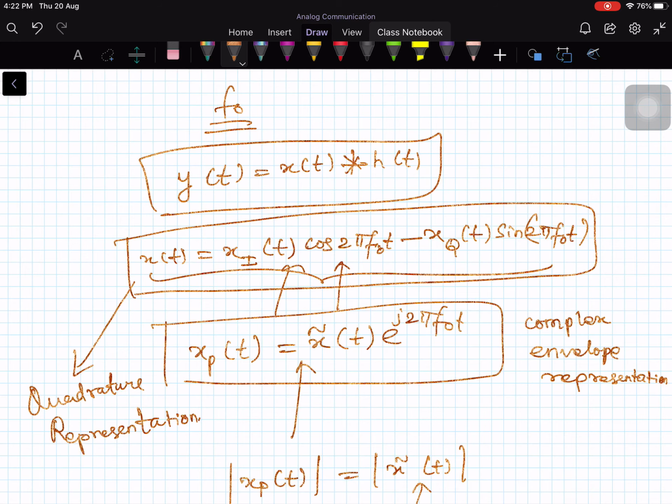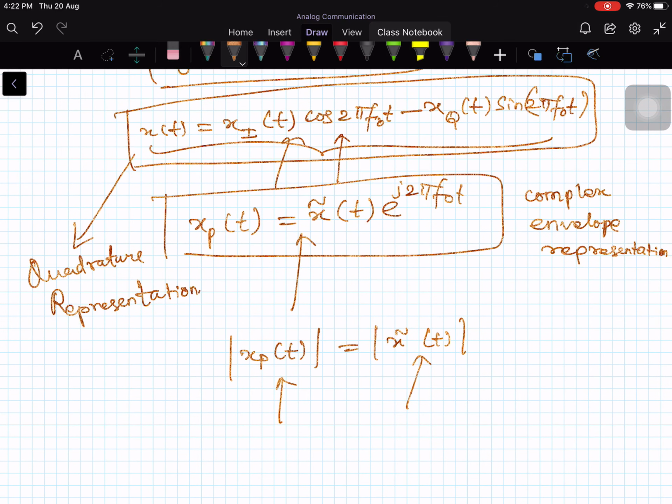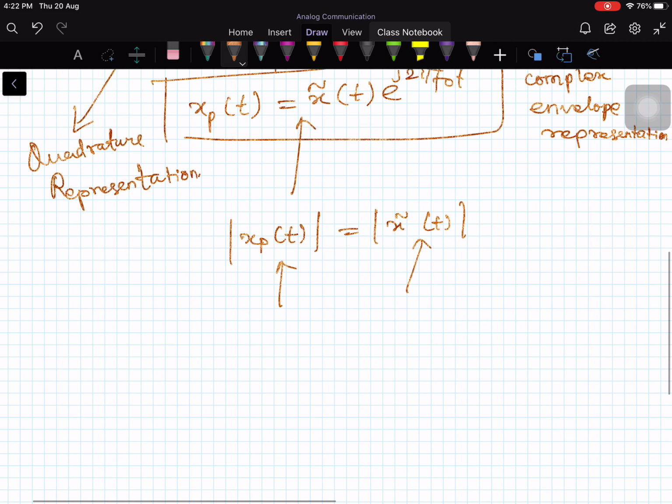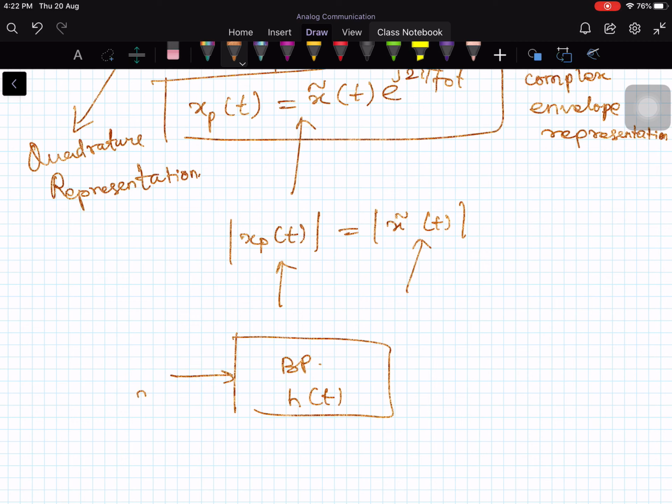Quadrature representation. Now you have a bandpass system, then the impulse response is h of t, input is x of t and the output is y of t. So h of t itself has a complex envelope representation, like we have complex representation for x of t. Like that for h of t also we have some complex representation, because h of t is also bandpass in nature, because it's a bandpass filter, right?